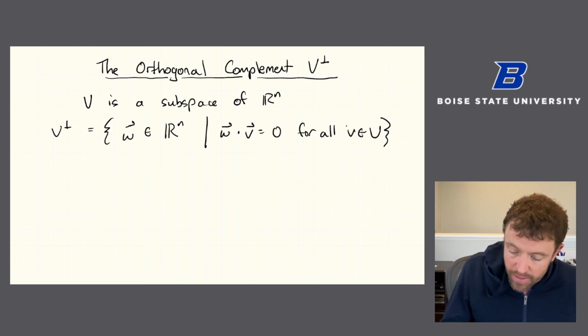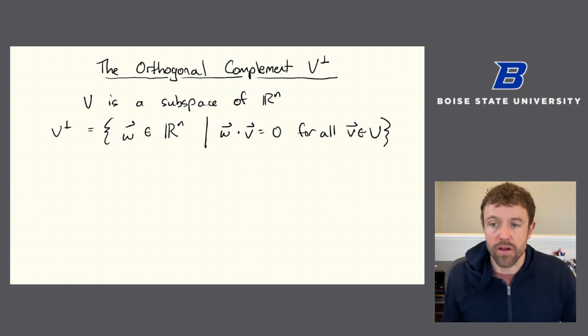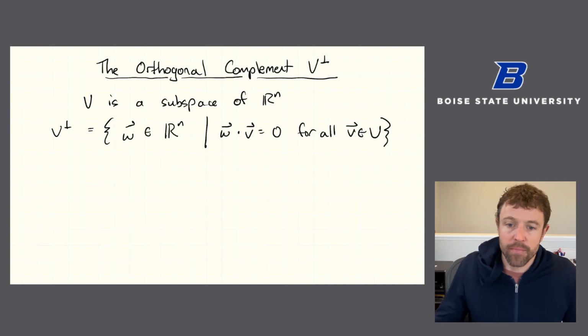I'm missing a line here. It's all of the vectors in Rn such that when I take that vector and dot it with anything in V, I get 0. Let's look at an example.